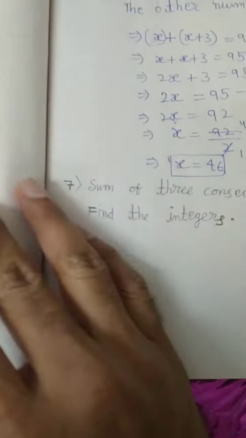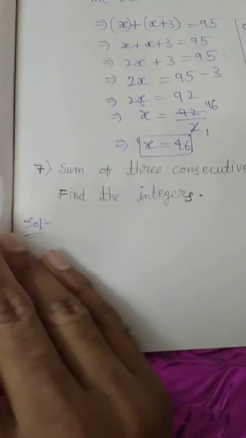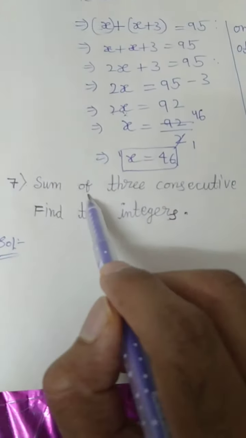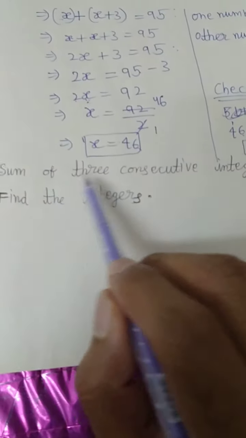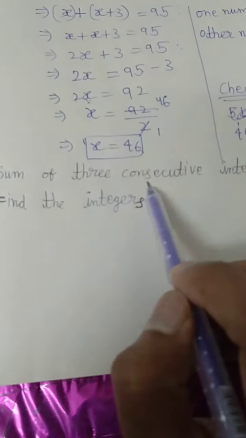You can see this question in your textbook also. If you want, you can see, children, no problem. So: the sum of three consecutive integers is 24. Here he was asking about the sum of three consecutive integers.